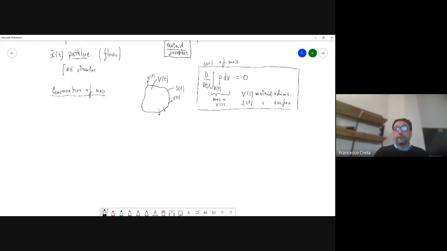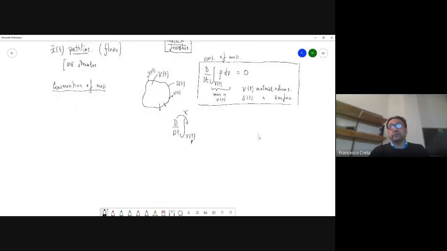Because remember, whatever you're integrating, you're integrating on a volume that depends on time. And so you can't really put this in here, can you? You cannot do that, because clearly the integral will be extended on a volume that really can change in time. And in fact, it does. So how do we do this?